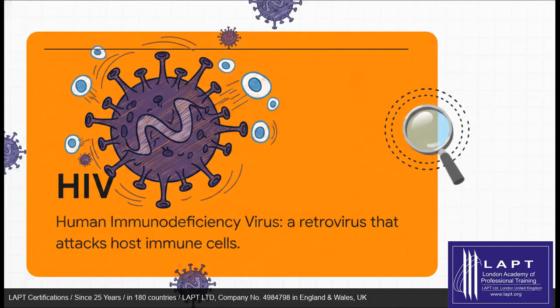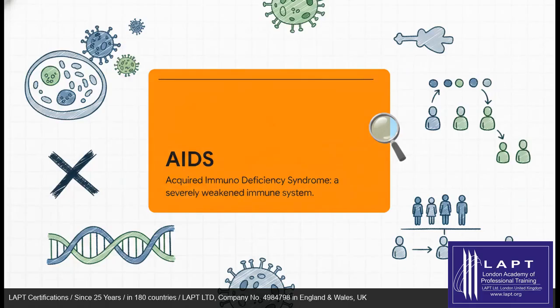And what makes it so incredibly formidable is its structure. It's got this outer envelope protecting its RNA genome. Think of this envelope like a brilliant disguise, or maybe a set of master keys that lets the virus just seamlessly invade the host's own cells. So HIV is the actual invader. AIDS, on the flip side, is the result.